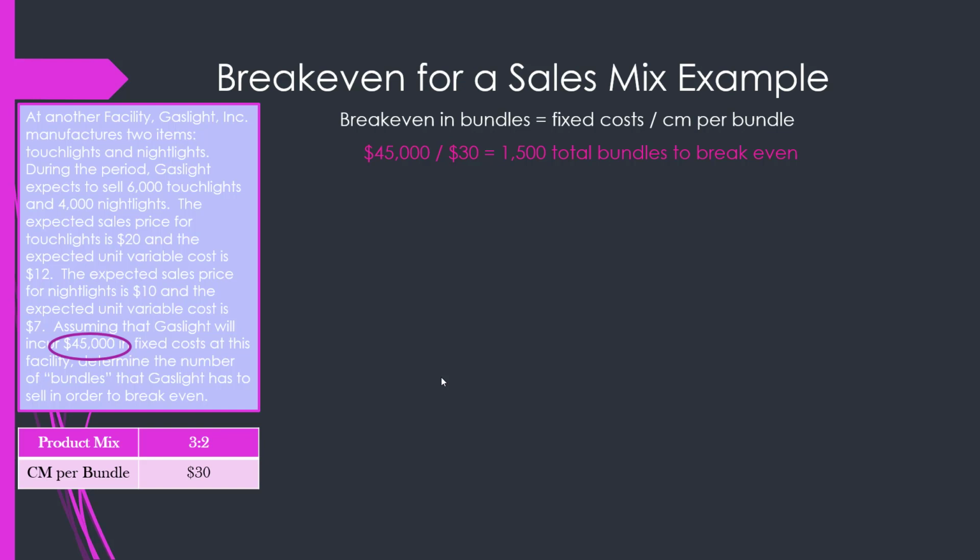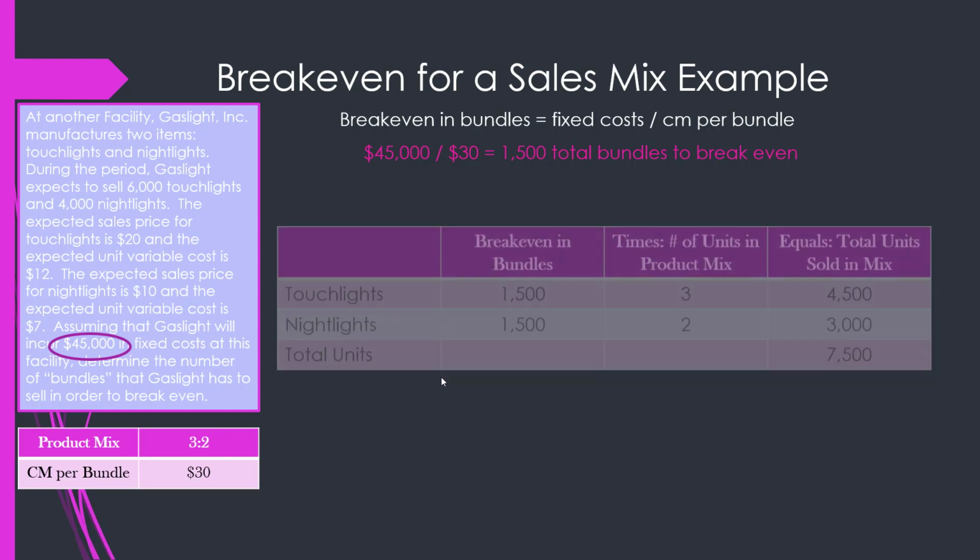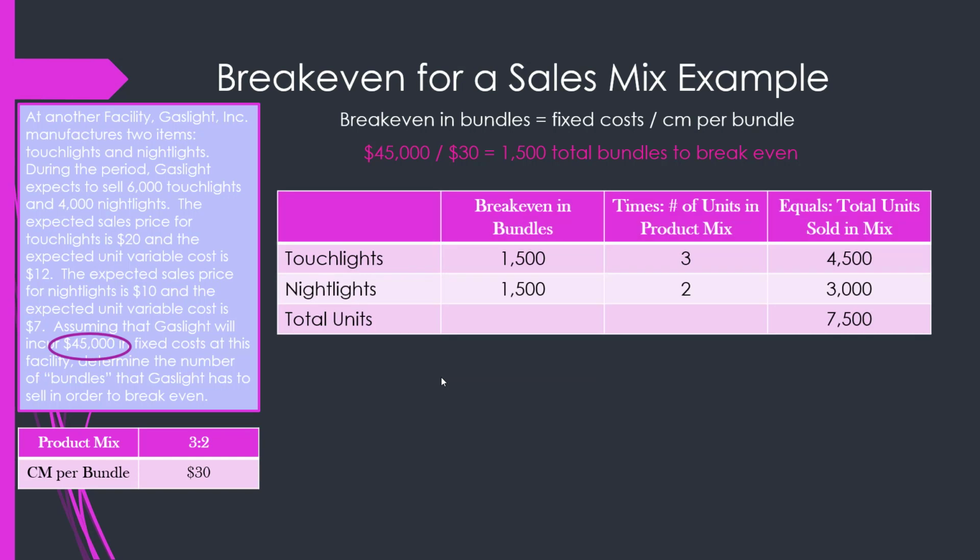Well, how many of each product are we going to have to sell? If we sell 1,500 bundles, how many touch lights and how many night lights are we going to sell? Well, we know how much of each bundle is made up of that particular product. In each bundle of 5, if you will, there's going to be 3 touch lights and 2 night lights. So if we sell 1,500 bundles and there's 3 touch lights in each one, that's 4,500 touch lights we're going to move. If we sell 1,500 bundles and there's 2 night lights in each one, that's 3,000 night lights we're going to move. And in total, that would be 7,500 different units.